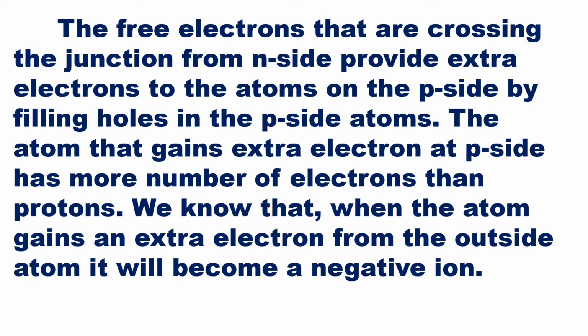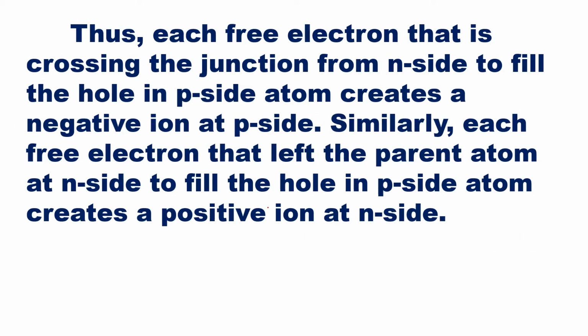So here we can see the theory for the same. The free electrons crossing the junction from the n side provide extra electrons to the atoms on the p side by filling holes in the p side atoms. The atom that gains an extra electron at p has more electrons than protons. We know that when an atom gains an extra electron from an outside atom, it becomes a negative ion. Thus, here you can see the conclusion. Each free electron that crosses the junction from the n side to fill a hole in the p side atom creates a negative ion at the p side.